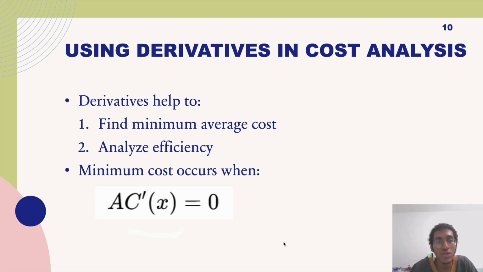Now let's talk about using derivatives in cost analysis. So how can we apply this? By using derivatives, we can find the minimum point of the average cost of production. This occurs when the derivative of average cost is zero. At this point, the firm operates most efficiently with the lowest cost per unit. So this is the formula: the derivative of the average cost with respect to the units should be equal to 0. This is when the firm knows that they are operating efficiently.